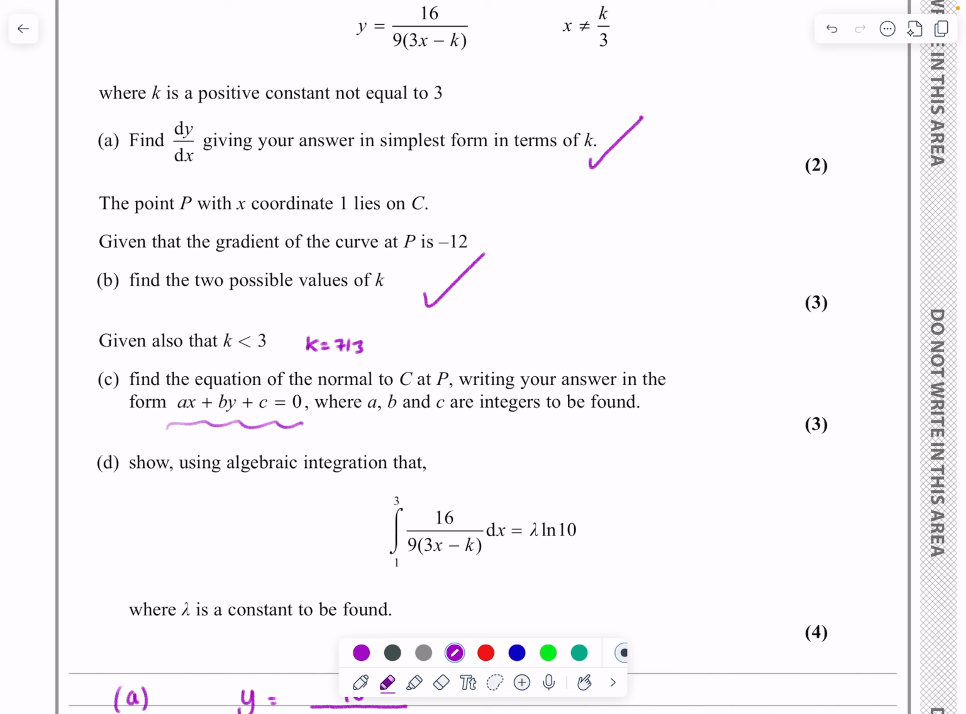If I want the equation of a normal, I need y minus y1 equals m, x minus x1. Do I have y1, x1, and m? Well, I nearly have m, because if I know that the gradient of the tangent is minus 12 here, I can sort out what the gradient of the normal is going to be. It's going to be 1 over 12, but we'll show that working in a minute.